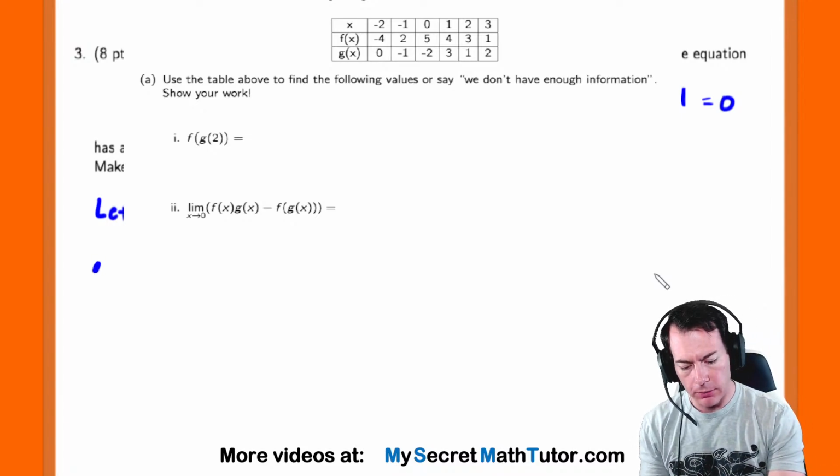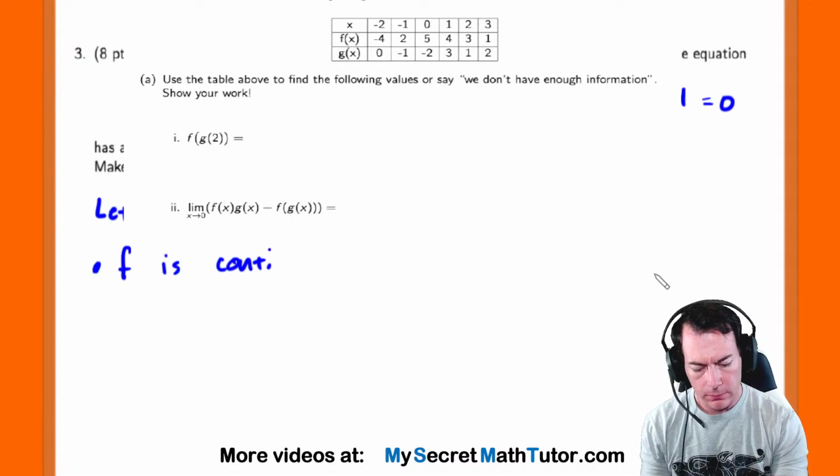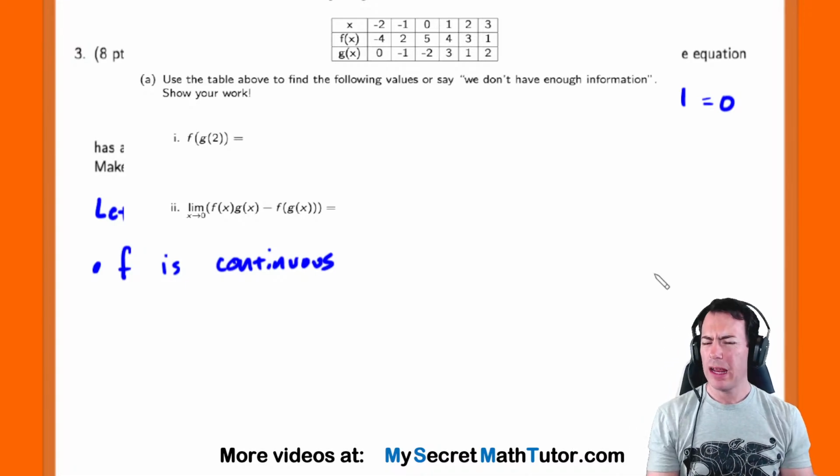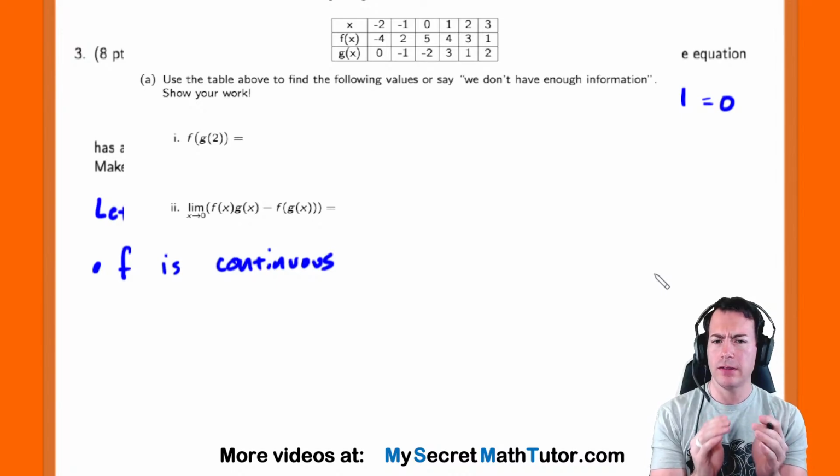Right, now we get into those 3 bullet points. One, we want to say that f is continuous. And this one happens to be continuous everywhere, but if it wasn't, we'd specifically mention that it's continuous on the interval that goes from 0 to 2.